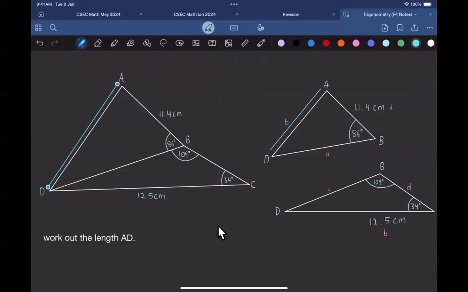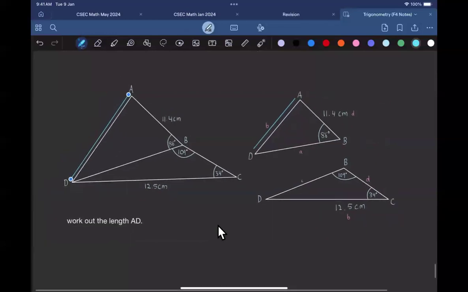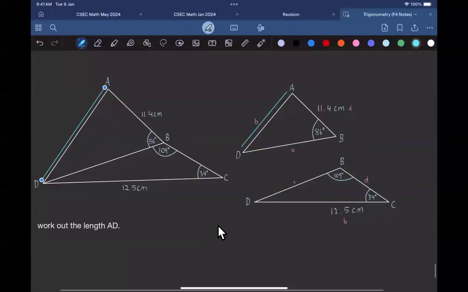Like I said, guys, this question is a mixture of sine and cosine rule. You have to use both. Look at the two separate triangles and see how best you could utilize the information. Rihanna? You could use the sine rule to find B and BD.